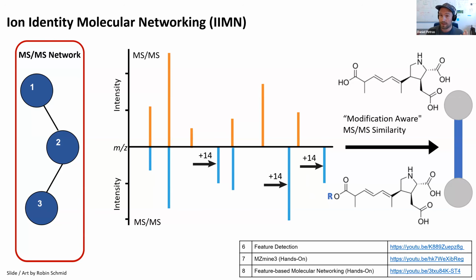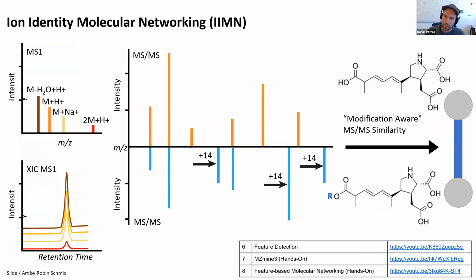So now, besides this connectivity on the MS-MS level, as I mentioned, the advanced version of this ion identity molecular networking does not only look at the MS-MS spectra, but also assesses the coelution profiles on the LC level, where we can then also create connectivities within these networks based on coelution profiles, such as we typically observe them for in-source fragments or different ion adducts. So in this case, sodium or even some dimers of the molecule.